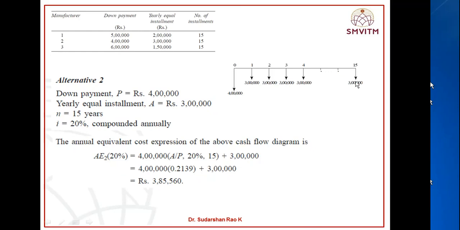The second alternative is a 4 lakh rupees down payment and 3 lakh every year for 15 years. Here also the investment can be converted to the annual equivalent cost: the 4 lakh rupees present value should be converted to the annual worth annuity. 4 lakh into A by P, 20%, 15, plus 3 lakh every year, therefore it is 3,85,560, the annual cost.